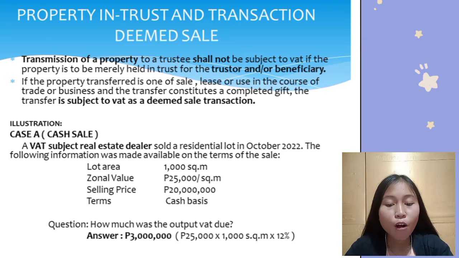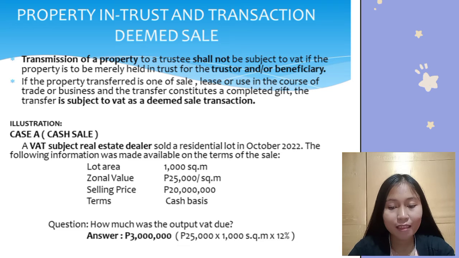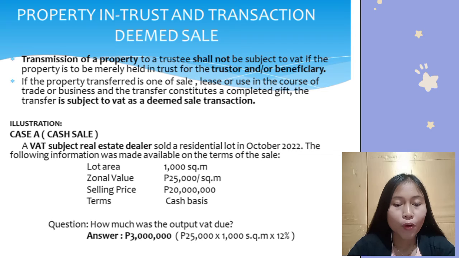So question, how much was the output VAT due? Given the output VAT due in this problem, the 25,000 per square meter zonal value we need to multiply with the 1,000 square meter lot area, and then multiply with 12% VAT. And that is how they get the 3 million pesos. So that is the output value. Okay, that is the answer to cash sale case A.